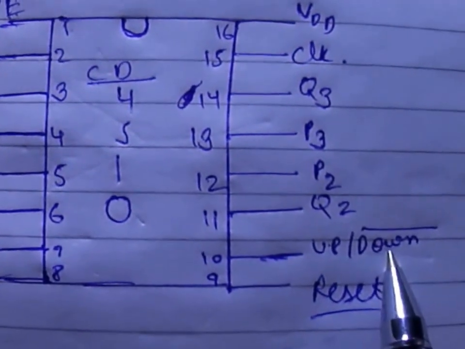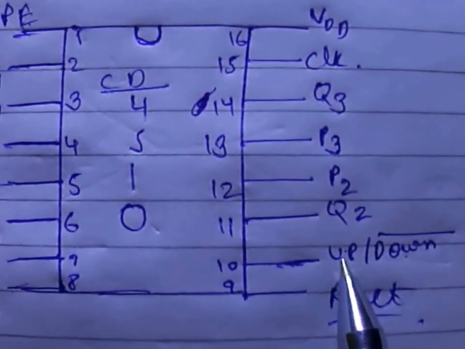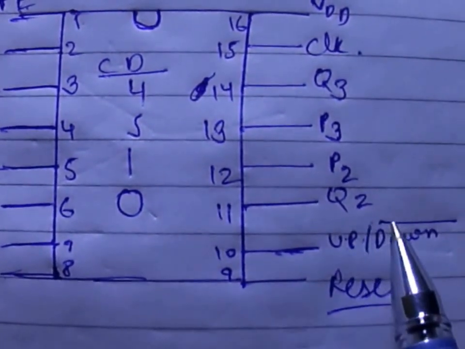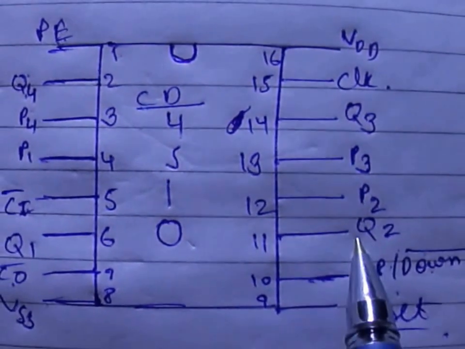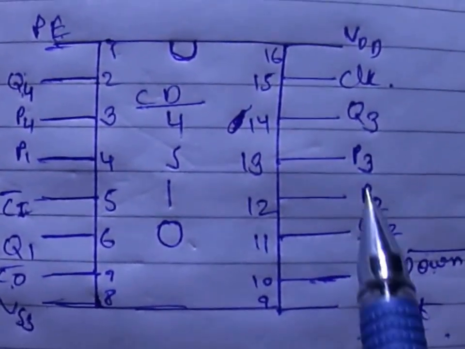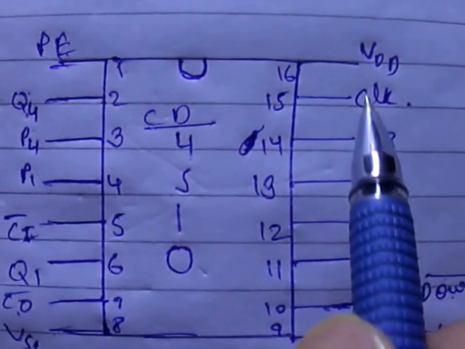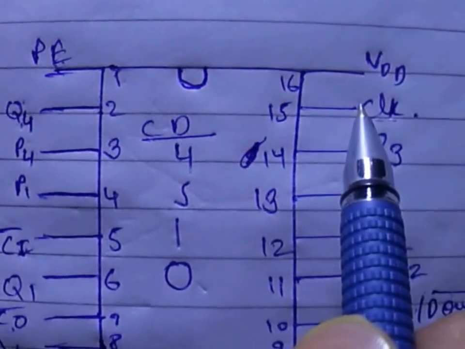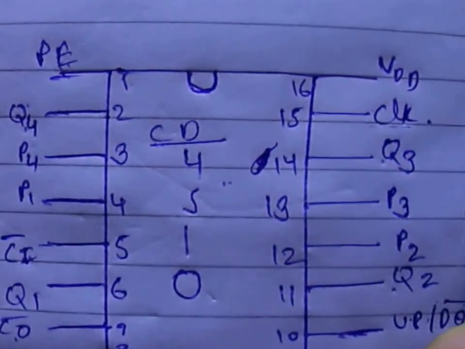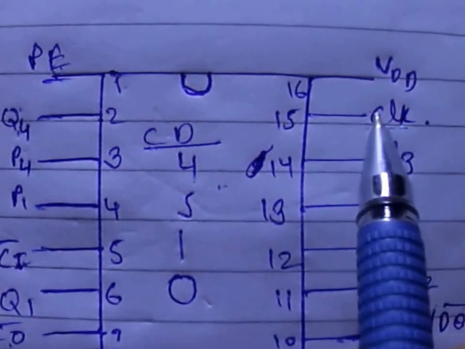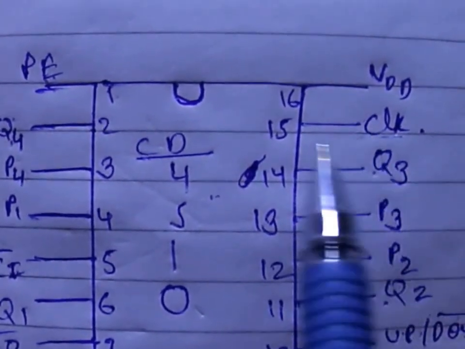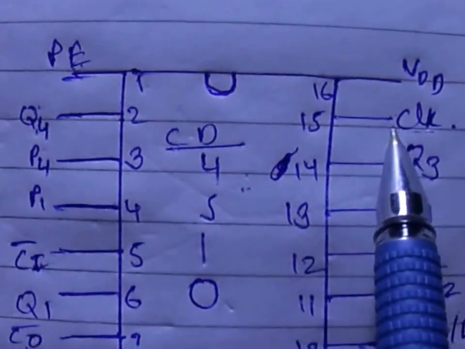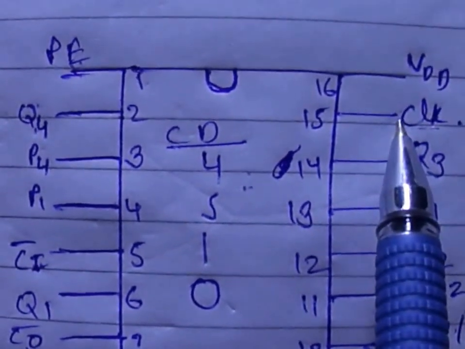Then the up or down pin will select whether you want to count up or count down, that is whether you want to count from 0 to 9 or from 9 to 0. Then Q2 is the second most significant bit, Q3 is the third most significant bit, CLK is the clock input that will be given to this 4510 from the input part, and this will help in counting. This is an edge triggered IC, so this will be quite accurate.